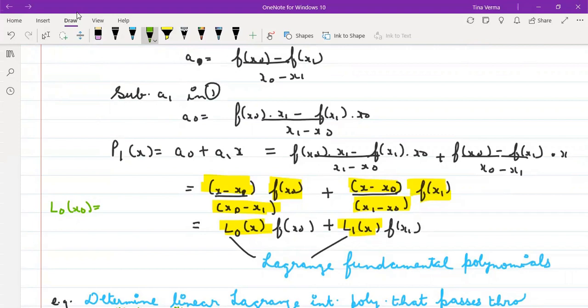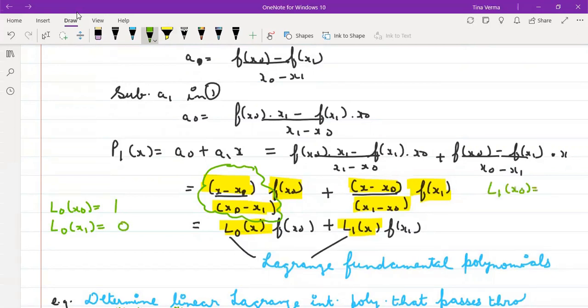इस टर्म में अगर आप पुट करोगे x naught, क्या होगा? यही आप कह रहे हो ना, this is your L naught. x naught minus x1, x naught minus x1, तो आपका क्या हो जाएगा? 1. And L naught into x1 आपका कितना होगा? x1 minus x1 क्या हो जाएगा? 0. The same you can see from here.